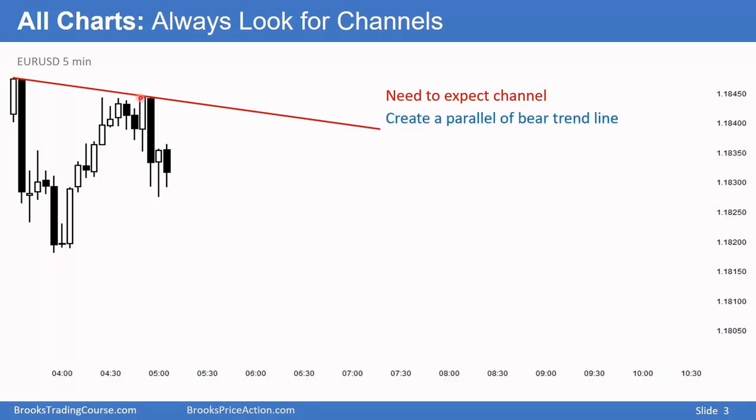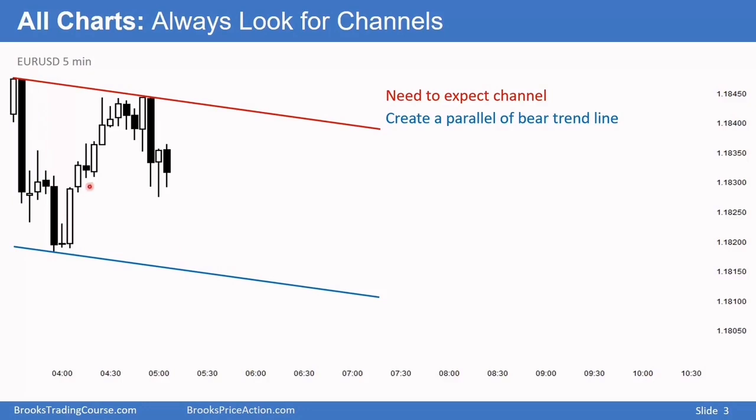As soon as I have one line, I like to create a parallel and then drag it to the lowest point in between to get an idea of what a channel might look like. In general, I'm looking initially for channels that are fairly parallel. So creating a parallel of this line and then dragging it down to the lowest point in between gives me an idea of where possible support might be.